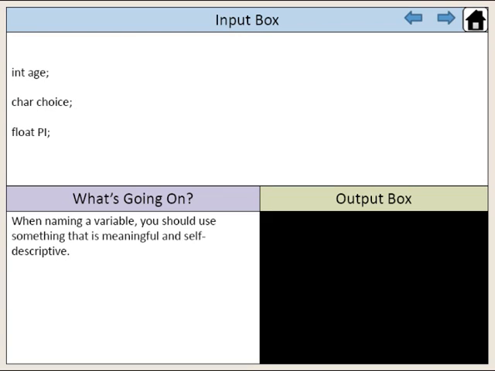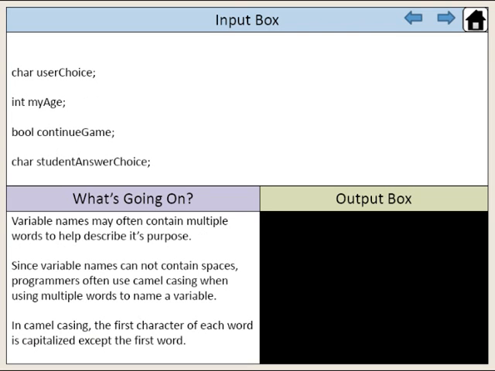When naming a variable, you should use something that is meaningful and self-descriptive. Variable names may often contain multiple words to help describe its purpose. Since variable names cannot contain spaces, programmers often use camel casing when using multiple words to name a variable. In camel casing, the first character of each word is capitalized, except the first word.